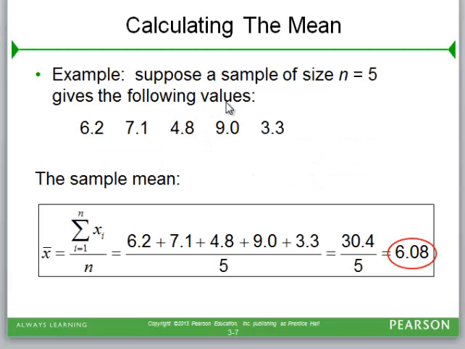Example. Suppose a sample of size n is 5, given the following values. The question already told you it's a sample. Then the sample mean is x bar equal to, we sum up all the values in the sample, then divide by the number in the sample, 5. So we get 30.4 divided by 5, which is 6.08.